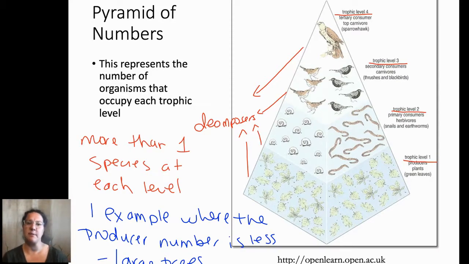A pyramid of numbers represents the number of organisms that occupy each trophic level, and we can have many organisms in each level. If we're looking at a prairie ecosystem, we can have grass, trees, crops, lawn, and flowers, all at our level 1 producers. Our trophic level 2, or our primary consumers, also known as herbivores, can be snails, gophers, mice, cows, deer, anything that occupies that primary consumer role.